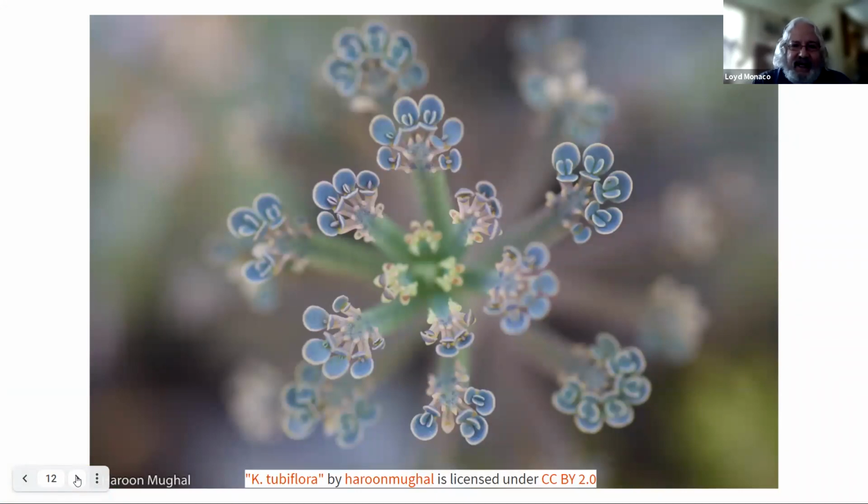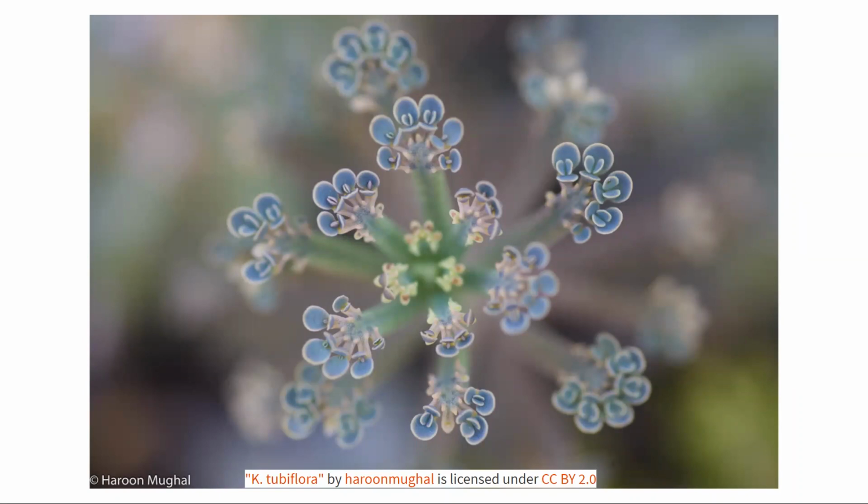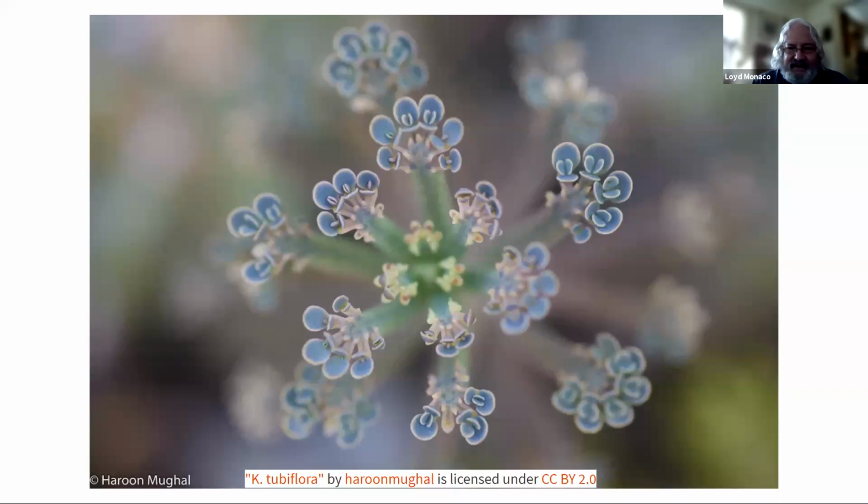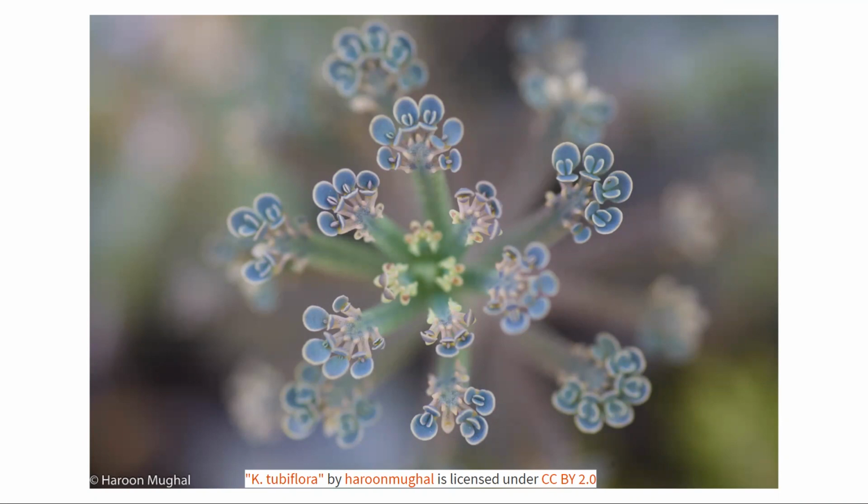So here we have Kalanchoe. Does anybody have a guess on whether this would be a mother of millions or a mother of thousands? I'm going to guess thousands. Okay. Any other guesses? Okay. Anybody that guessed mother of millions, they are correct. Next slide, please.